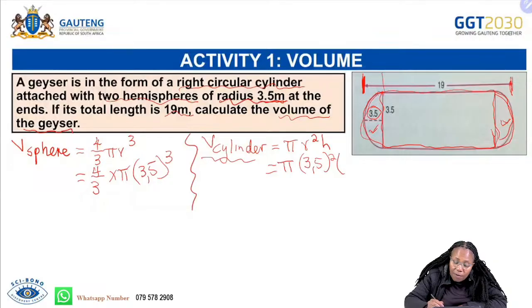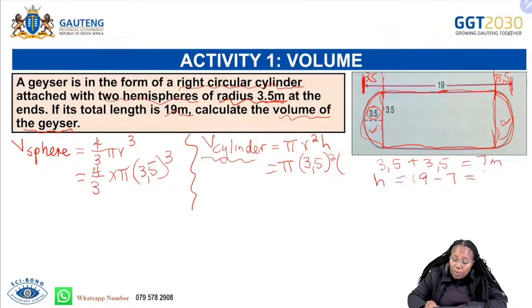So we must cut off the spheres now. So we are cutting 3,5 of the radius and 3,5 of the radius. So the 3,5 plus 3,5, it is giving you how much? 7 meters. So out of this 19, to have the height of the cylinder, you must say 19 minus 7, of which you'll be having how much? 12 meters, grade 12. So our height here will be 12, not 19.